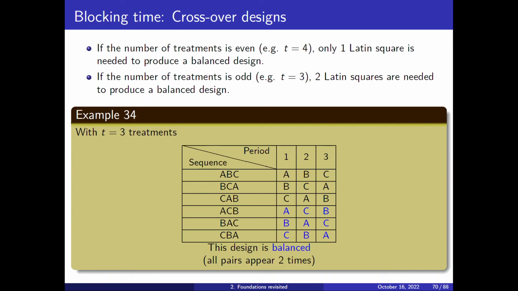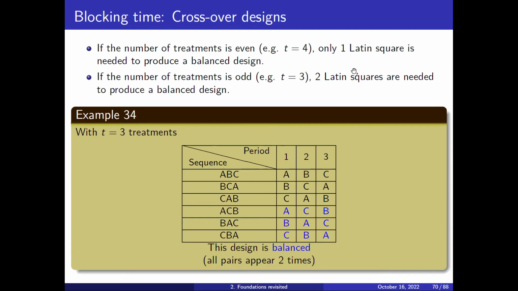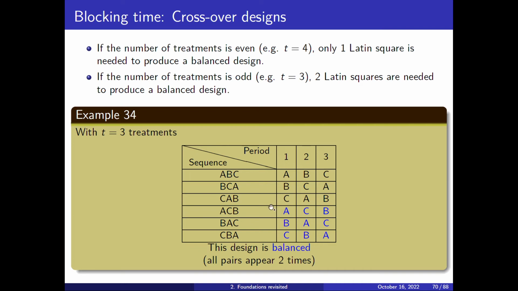And if the number of treatments is even, only one Latin square is needed to produce the balanced design. If the number of treatments is odd, then you need 2 Latin squares. Okay, so let's see. Here we have an example with an even number of treatments. Here we have it with an odd number of treatments.